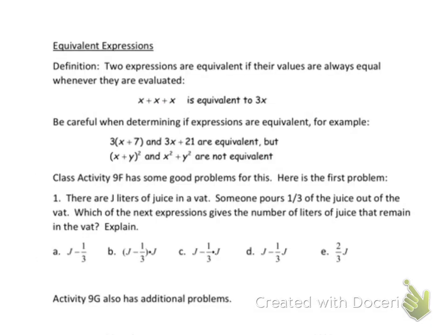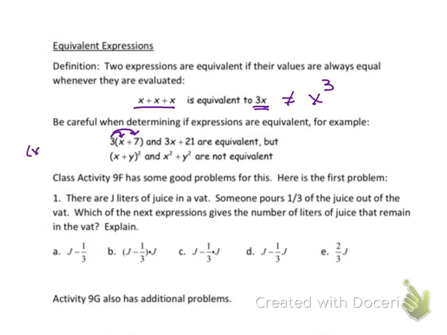Okay, when we're talking about equivalent expressions, they have to be exactly the same regardless of what you plug in for the variable. So if you have 3 x's added, that's equivalent to 3x. Okay? That's not equivalent to x cubed because you're adding them, not multiplying them. Be careful when determining if expressions are equivalent. So for example, if you distribute your 3 here and here, you do indeed get 3x plus 21. They are equivalent. You cannot distribute a square.